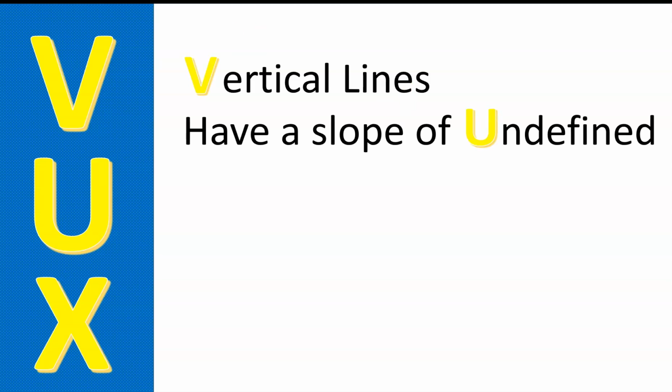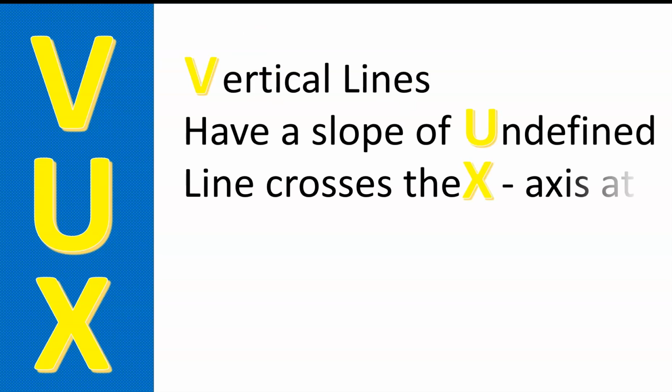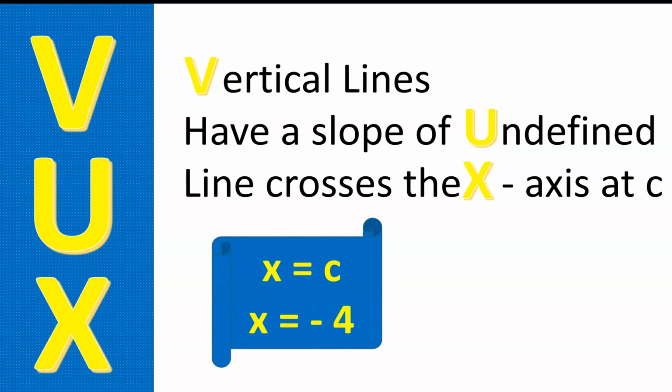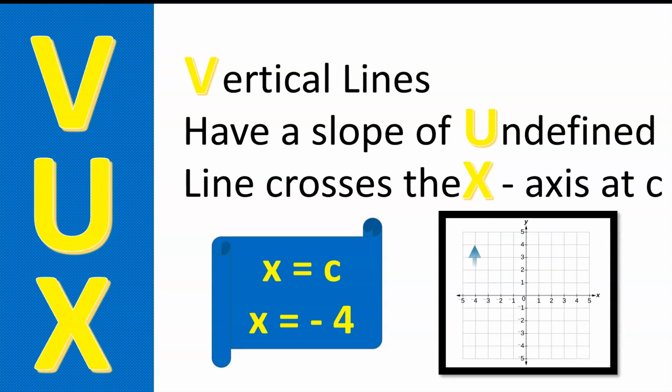Okay, let's talk about VUX. We have vertical lines. They have a slope of undefined, and the line will cross the x-axis at C. So let's talk about the equation. x equals some constant. We're going to go with x equals -4. So you will see a vertical line has been drawn that crosses the x-axis at -4.